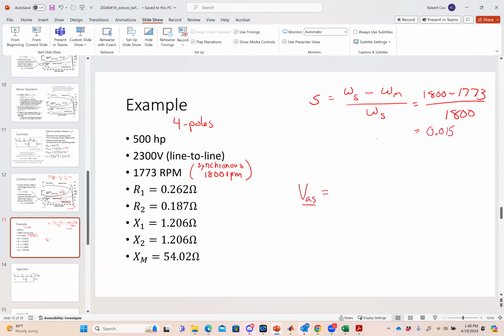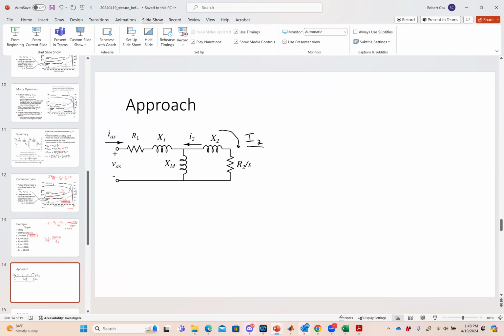What would that be? Divided by root 3, right? 2300 volts divided by the square root of 3. Okay. All right. So here's my circuit now.